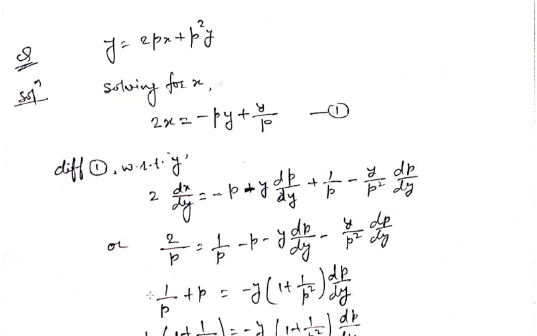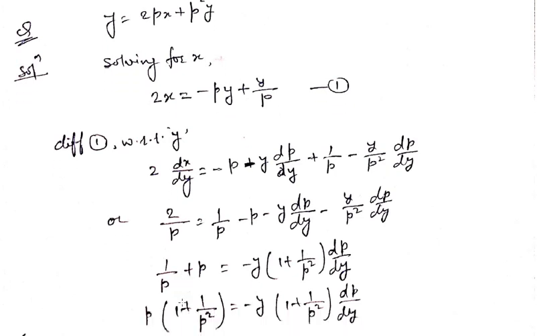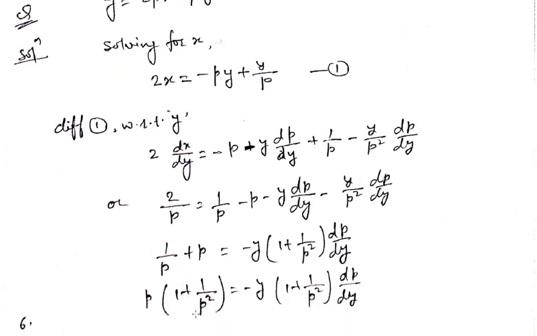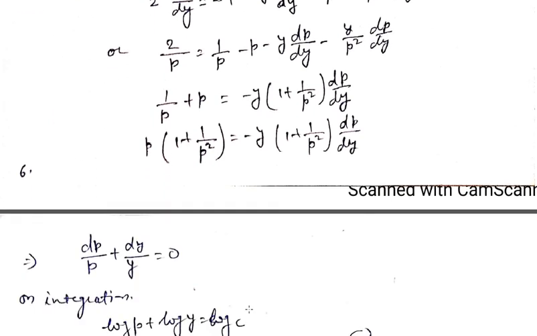Now in the left hand part taking p outside, here we get 1 and here it becomes 1 upon p square. So in the left hand part we have p into 1 plus 1 upon p square, whereas in the right hand part we have minus y into 1 plus 1 upon p square. In both terms we have 1 plus 1 upon p square, so these both cancel out. So it becomes p equals minus y dp upon dy, which can be written as dp upon p plus dy upon y equals 0. Now we will integrate it. So integration of 1 upon p with respect to p is log p.